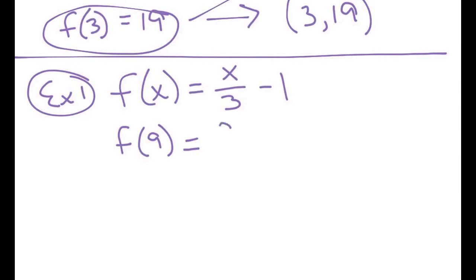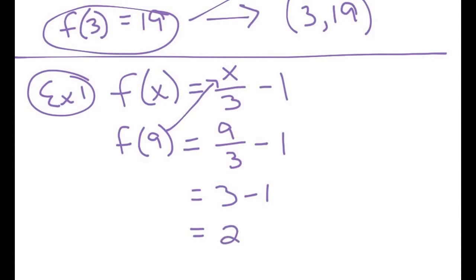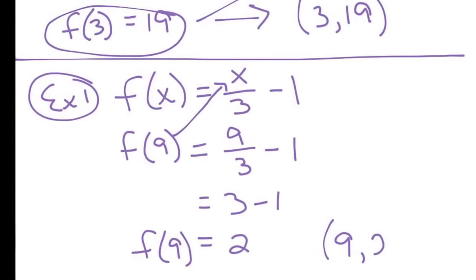Alright, so hopefully we plugged the 9 in where there was an x, filled in everything else, and then simplified. 9 divided by 3 is 3, so this equals 2. What equals 2? f of 9 equals 2, and that's the same thing as the ordered pair 9, 2.